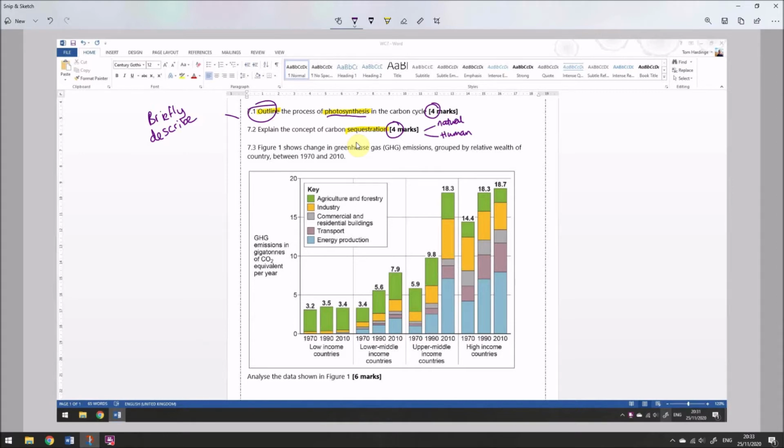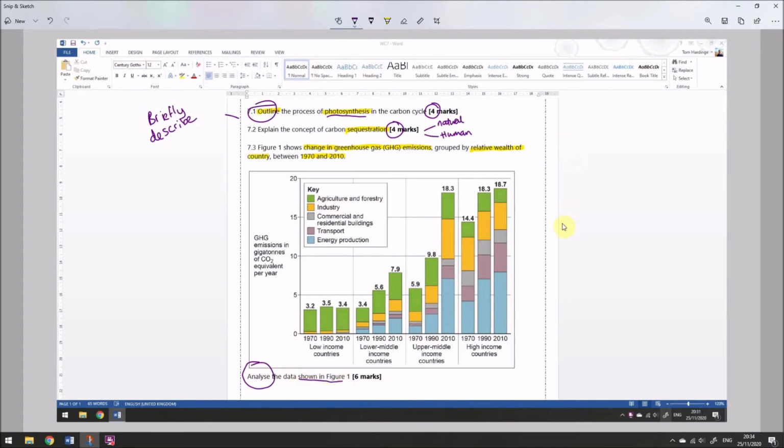The third question is a 6-mark question, and it says figure 1 shows the change in greenhouse gas, or GHG, emissions grouped by the relative wealth of country between 1970 and 2010. So we can see that we have quite a bit of data in this graph, and the question is asking us to analyse the data, and only the data that is shown in figure 1.